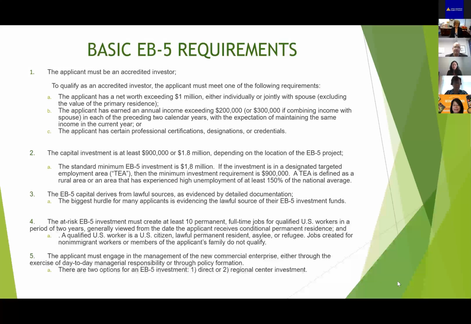One of the biggest hurdles for an EB-5 application is going to be the detailed documentation of your financing. They want to know that whatever money you've invested is derived from a lawful source. When people are denied in their applications for the EB-5, it is often because they didn't do a good enough job in doing their due diligence around where the financing came from. Take this very, very seriously.